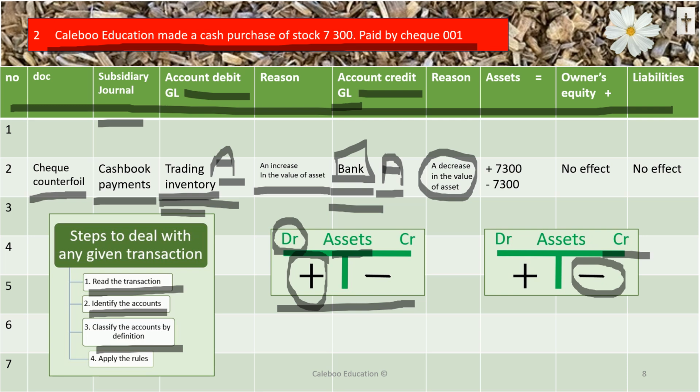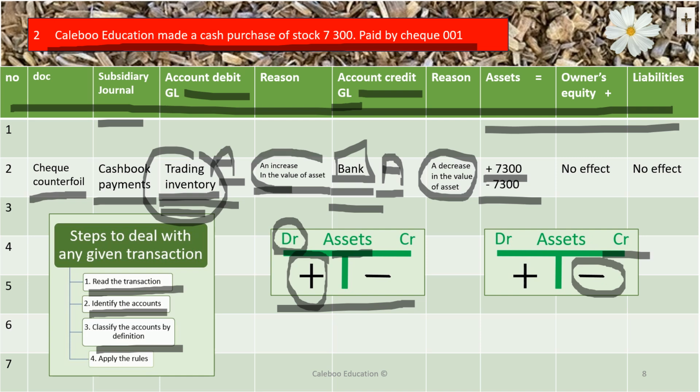Now we need to record the effect on the accounting equation, and this is an asset swap. We bought stock for cash. There's a plus 7,300 because the value of our stock increased, and also on assets there's minus 7,300 because there was a decrease in the value of the asset. There was no effect under owner's equity and no effect under liabilities.